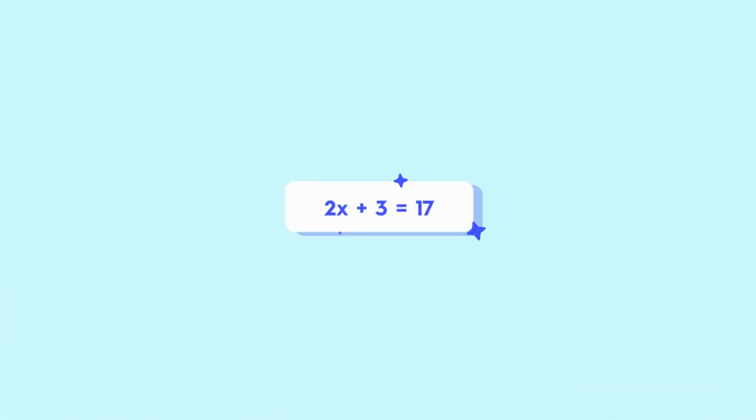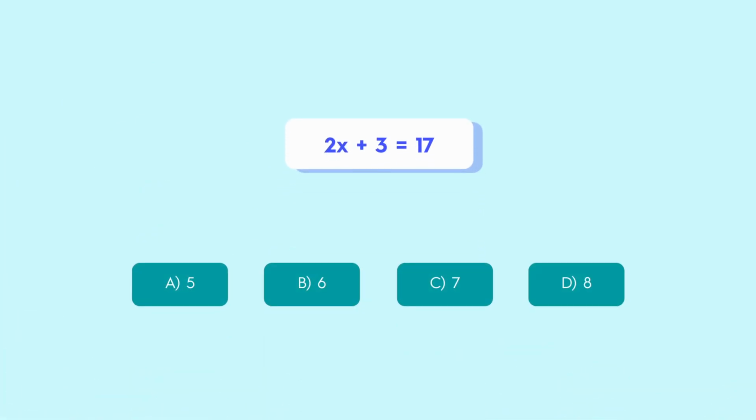Backsolving means plugging answer choices into the problem and checking which one makes the statement true, either by hitting a target number or by making both sides equal.